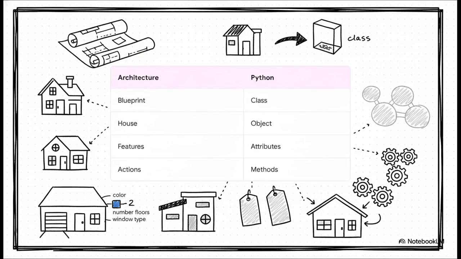So the real trick here is just memorizing this little translation dictionary. It lets you map these physical, real-world concepts straight to Python jargon. When an architect says blueprint, a Python dev says class. When the architect says house, we say object. Now the features of that house, its color, the number of floors, those are called attributes. And the actions a house can perform, like opening the garage or locking the windows, we call those methods. Honestly, if you can just lock in those 4 pairs, you've pretty much conquered the hardest part of OOP.